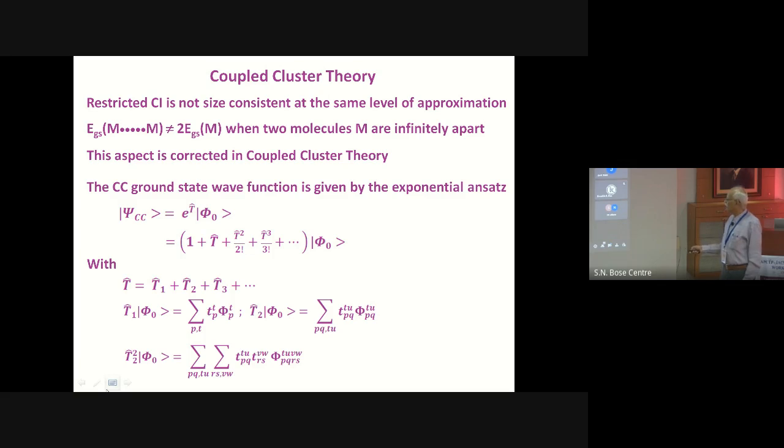T2 on psi naught is going to give me the doubles, and T1 squared is going to give me the same thing, which is two different excitations. Okay, because it's squared, there are two excitations which are multiplied. One is T_PQ, the other is T_RS, this thing, and so on. Okay, so that's what you do.